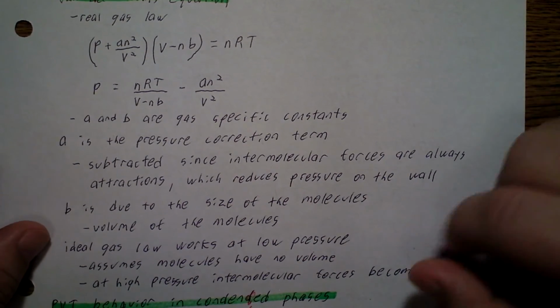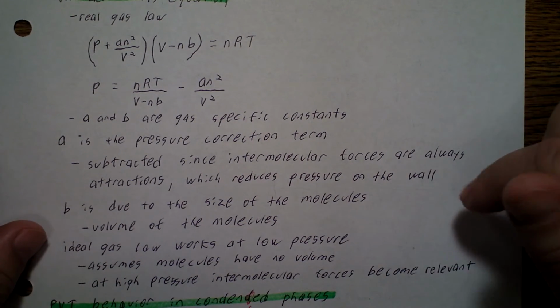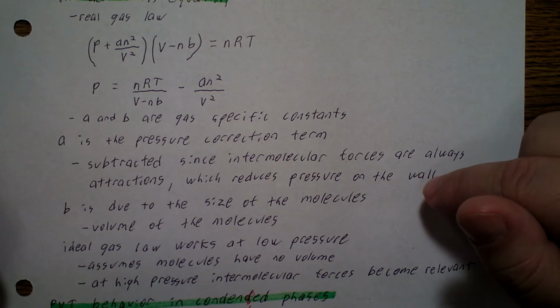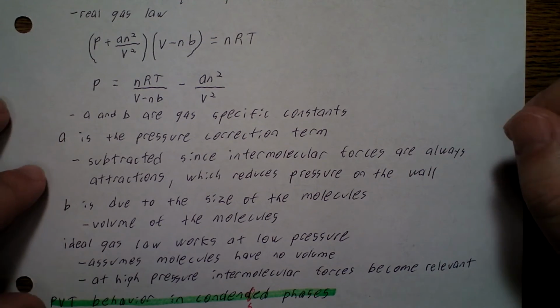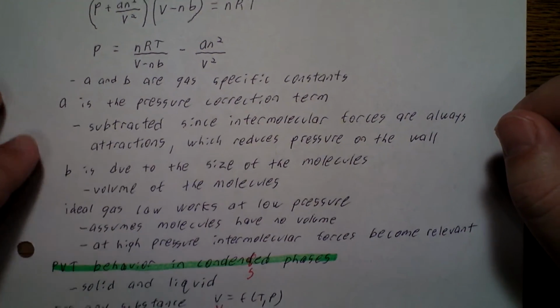Now the b term is due to the size of the molecules. Remember, we said with an ideal gas, we assume that the molecules don't actually take up any space. This b term corrects for that because real-life molecules do take up space.